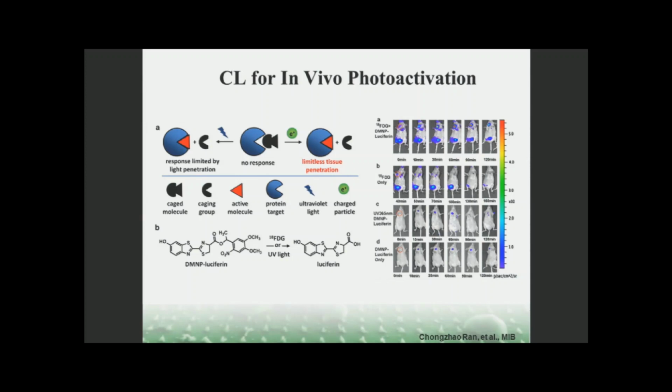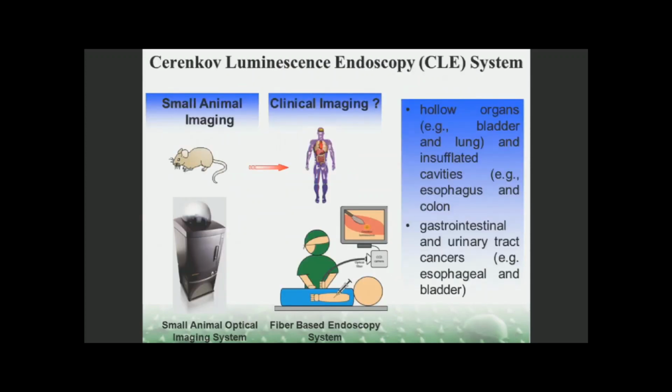So these are all different applications of using Cherenkov photons for in vivo application or small animal imaging. But for all those studies, you mainly need to use a small animal imaging modality. So how can we move this forward? Does Cherenkov luminescence imaging technology have any role in clinical imaging? That's the question we keep asking ourselves.